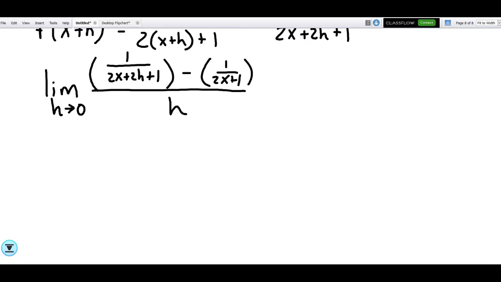How do you find the limit of a complex fraction? Well, we learned that back in Unit 3. What you do is you multiply everything by the denominators to simplify your complex fraction. All right, so let's start by multiplying everything by 2x plus 1. Let's start with the smaller one. So I'm going to put 2x plus 1 here. I'm going to put 2x plus 1 here. And I'm going to put 2x plus 1 here. So now these cancel out.